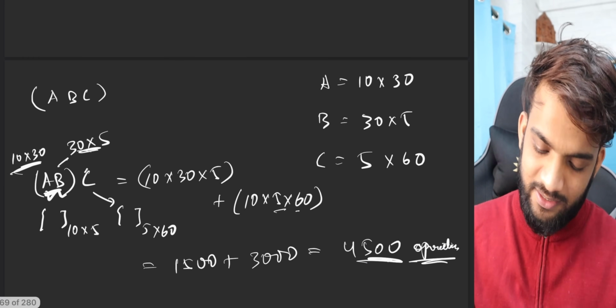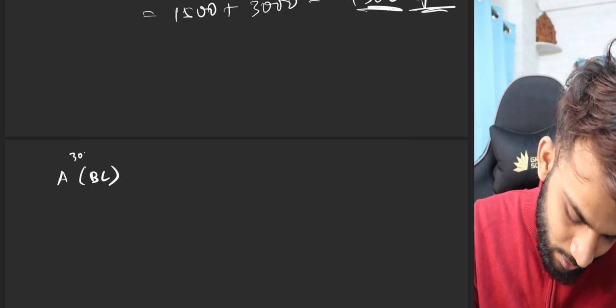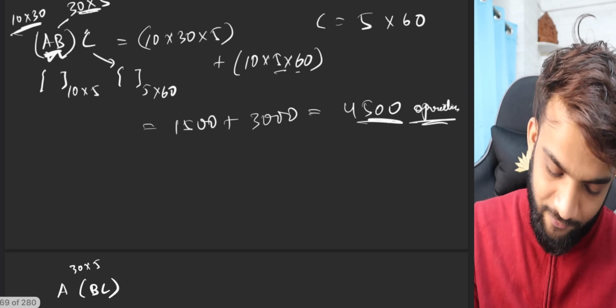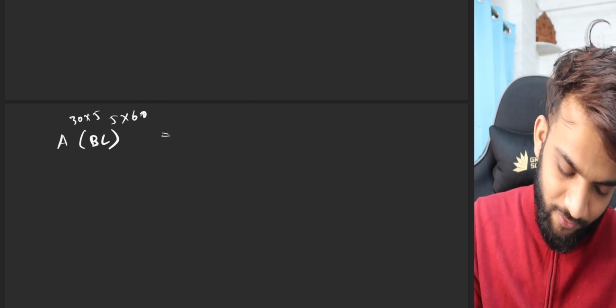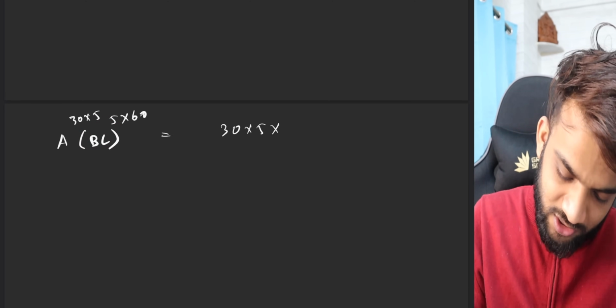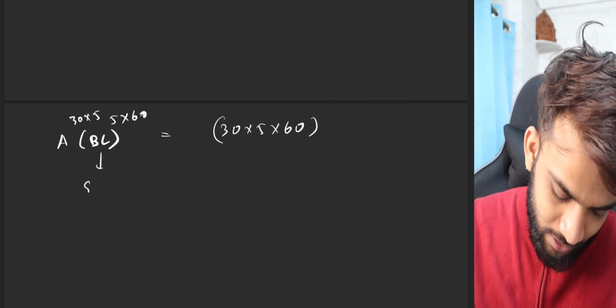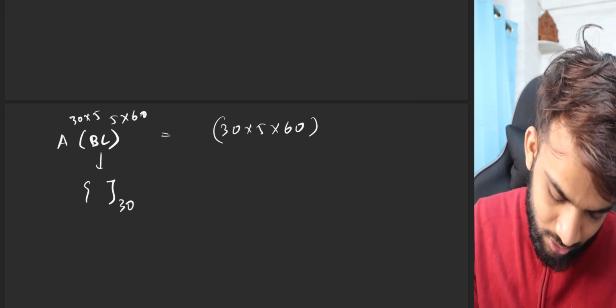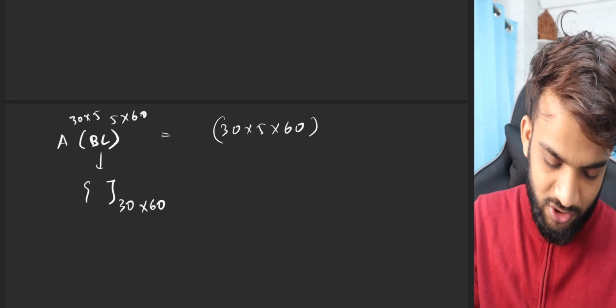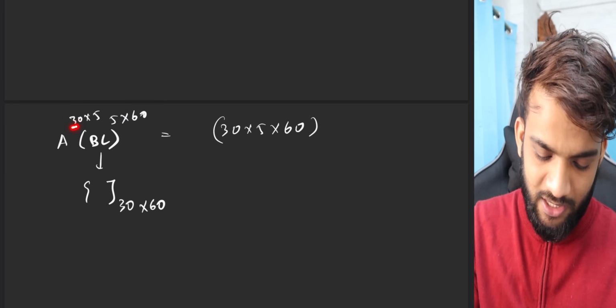What is B? B is 30 cross 5. What is C? C is 5 cross 60. Okay. So if I multiply these couple of matrices, I will get the number of operations to be 30 cross 5 cross 60. Makes sense? And the resultant that I will get will be 30 cross 60 because this is common.